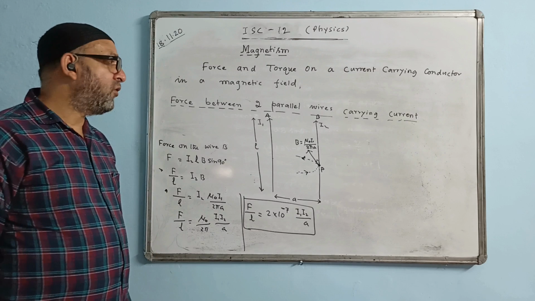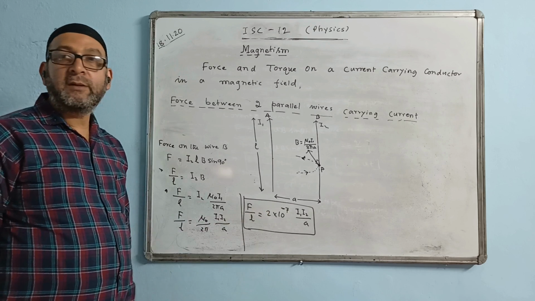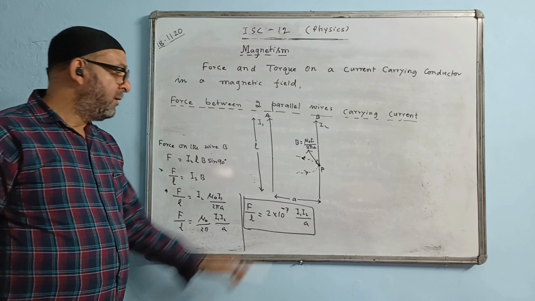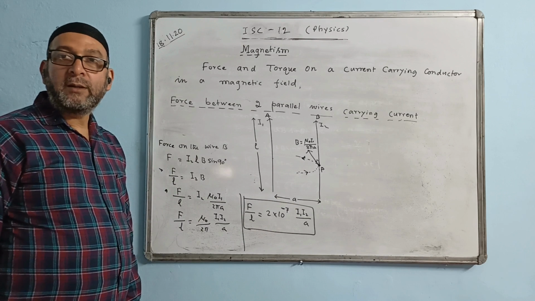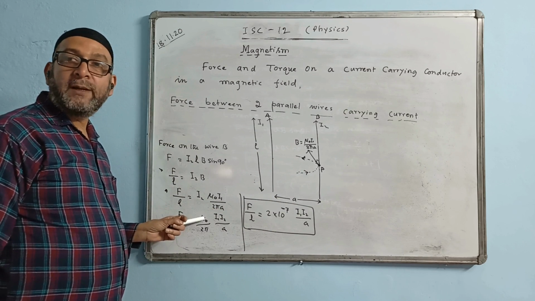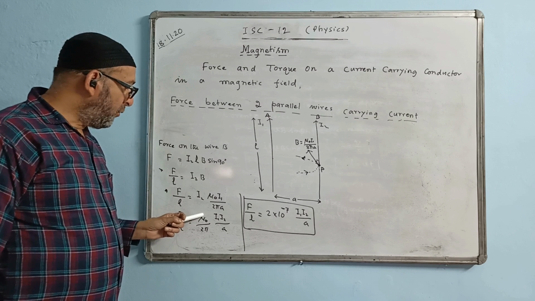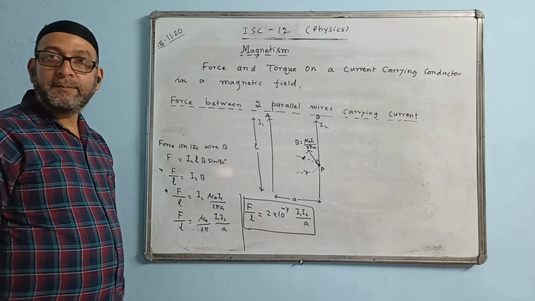This is the formula of force between two parallel wires. F by L is equal to 2 into 10 to the minus 7, that is the SI unit, I1 I2 by A. A is the distance between the two parallel wires. This becomes the formula. Mu naught value actually is 4 pi into 10 to the minus 7. 4 pi and 2 pi will cancel. The answer is only 2 into 10 to the minus 7.